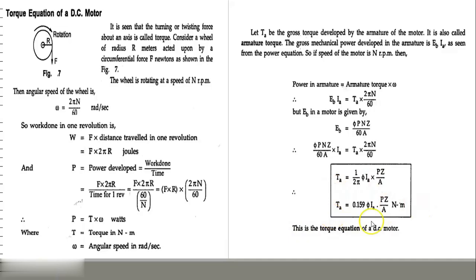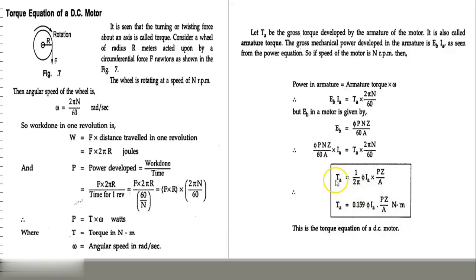Dear students, in the torque equation of DC motor, 0.159 is a constant, but phi and Ia are variable. At the same time, P Z by A are constant. P is the number of poles, Z is the number of armature conductors, A is the number of parallel paths. You can rearrange the equation as a proportionality, that is TA is proportional to phi Ia, because 0.159 and P Z by A are all constant.